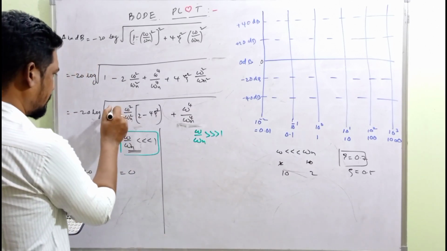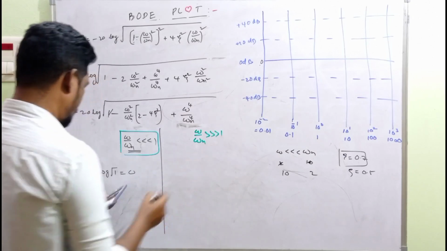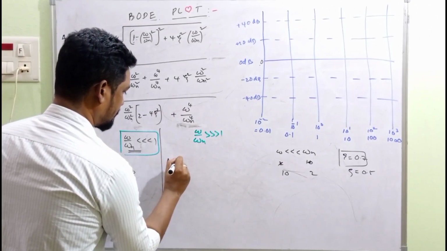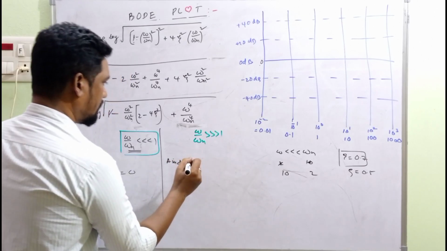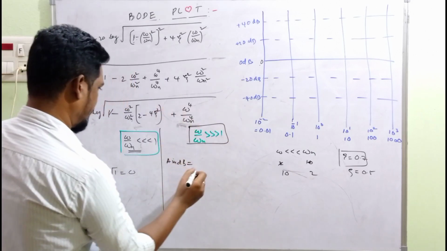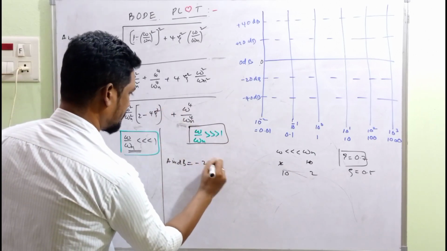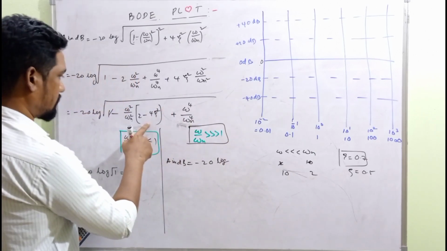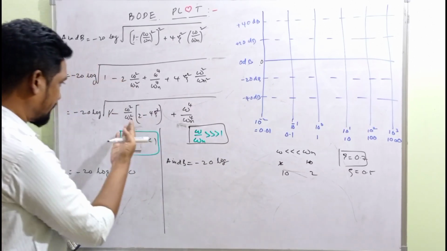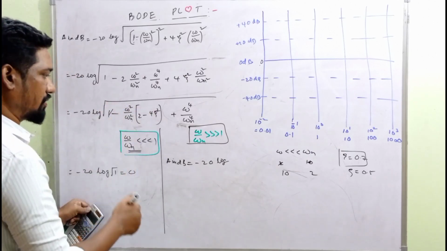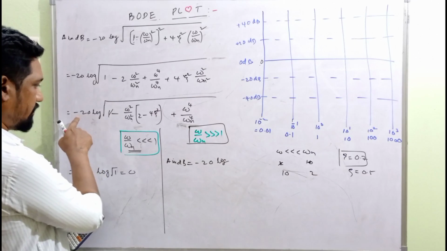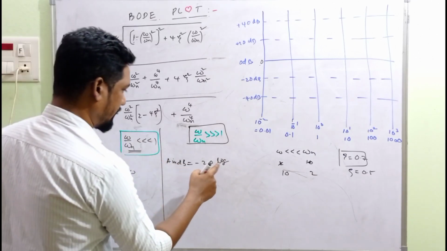So 1 minus 1, we don't have this anymore for this assumption. So we'll be left with A in dB, only this will be left over with this assumption, okay? So that gives us minus 20 log. Plug in the values. For these values, it's a 1 and 1 minus 1 that got cancelled, and log under root, A in dB is minus 20 log, under root.